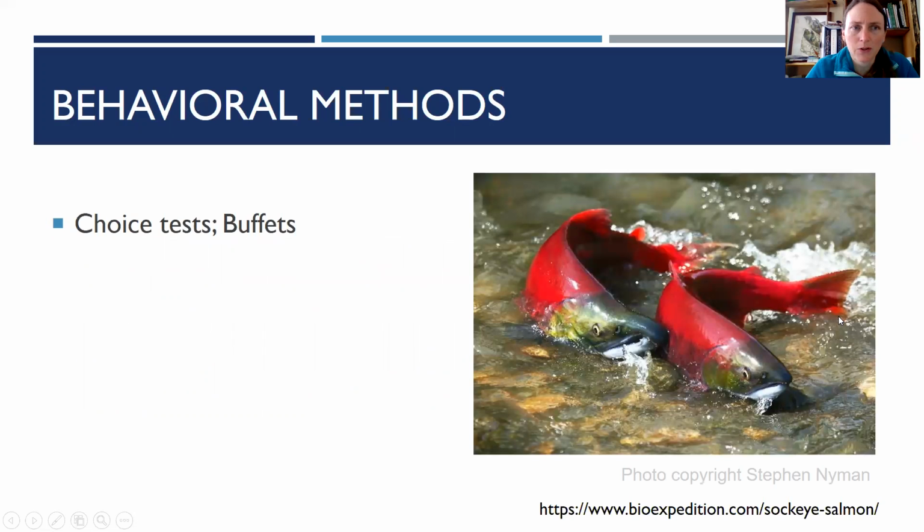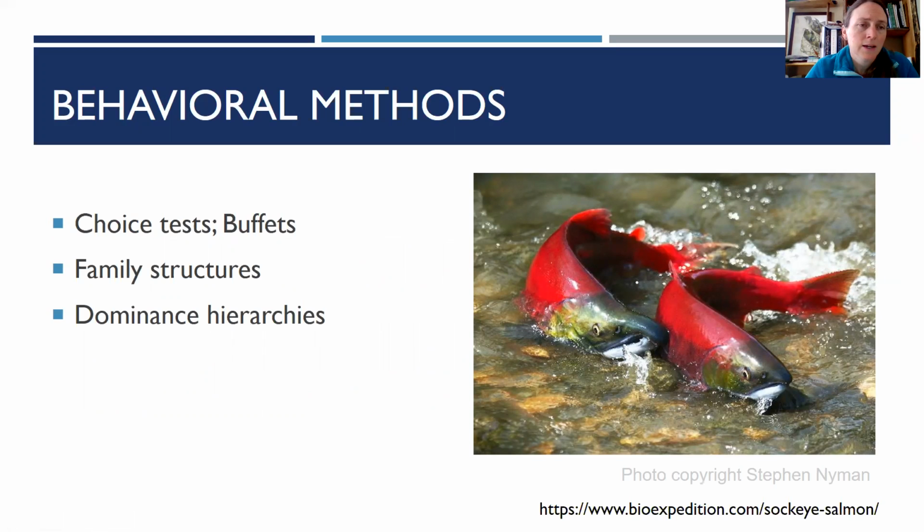You can set up what are called choice tests or buffets for organisms to see whether they choose a particular item or not. You might be interested in studying family structures. How do the families work? How do extended family members interact? Dominance hierarchies, who's the dominant organism? Is it a dominant male? Is it a dominant female? Are there males or females that are involved in the family structure but not dominant? So lots of interesting things you can ask.